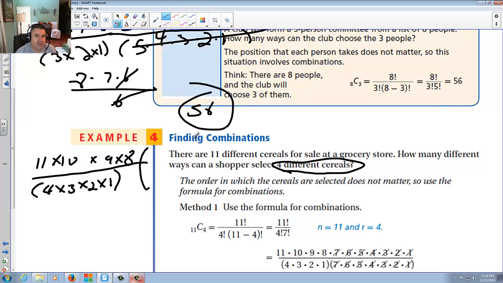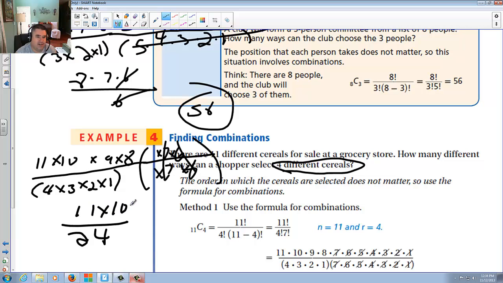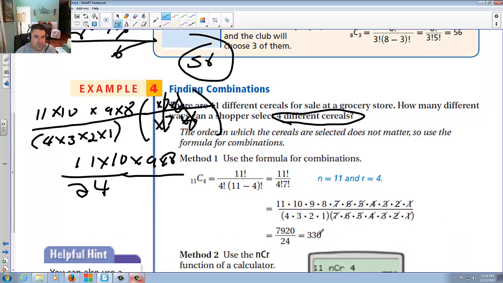Understanding, remember, that this over here was the times 7 times 6 times 5, which are just going to cancel each other anyway, so I wouldn't even give us the next thought. 4 times 3 times 2 is 24. So basically what you have is 11 times 10 times 9 times 8 all over 24, which is going to give you 330.